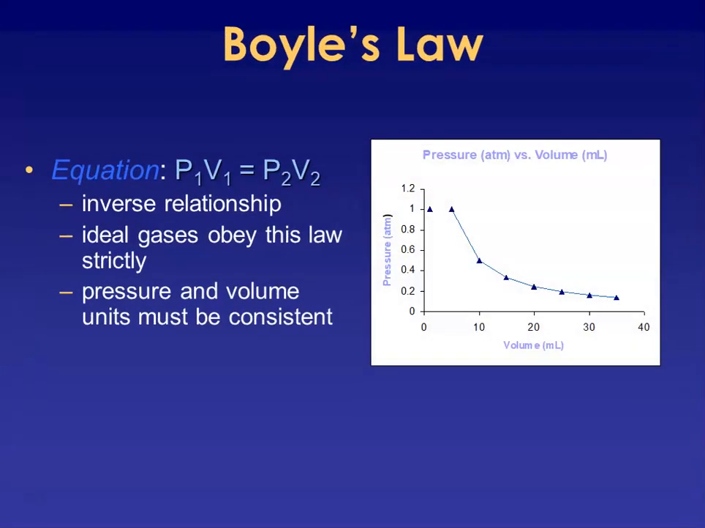So these laws that we're going to examine today are going to involve 2, 3, or all 4 variables that we can measure regarding gases. Boyle's is going to look at the relationship between pressure and volume, and that relationship, as you can see on the graph, is an inverse relationship. When one of the quantities increases, the other one will decrease.